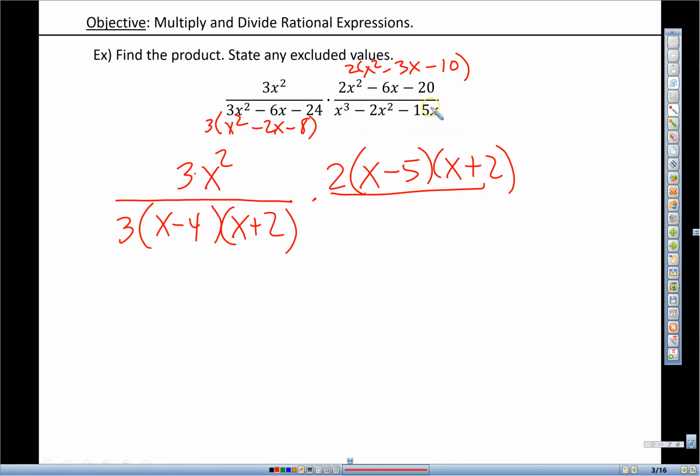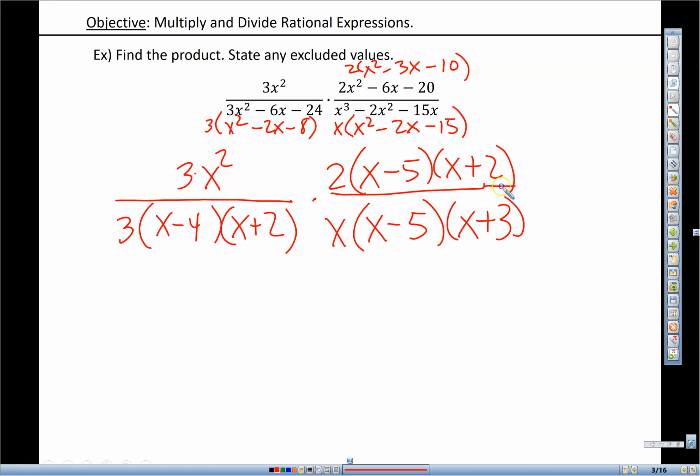Then looking at this second denominator, I am looking at a GCF of x, and that's going to give me x squared minus 2x minus 15, and then factoring that, I'm going to get x minus 5 and x plus 3. All right, so once I have all of that factored, I can reduce my common factors.